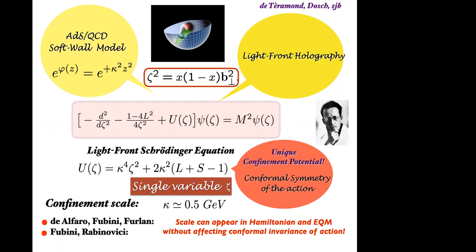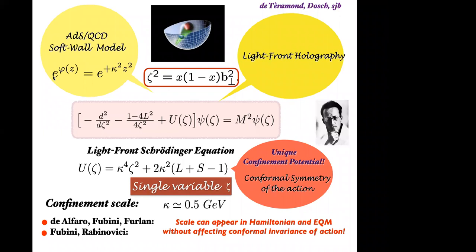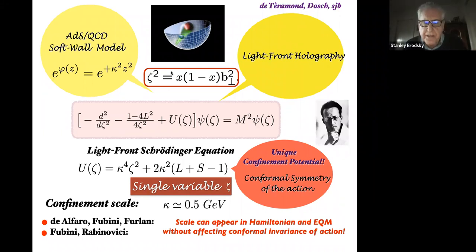Yes, Stan, could I ask a quick question? Yes. The zeta, so z is the 5th dimension. I should have said that, of AdS5, and zeta is our variable in 3+1. Zeta is not in the 5th dimension? No, zeta is in our world. It's just a 3-dimensional thing at fixed Lightfront time.